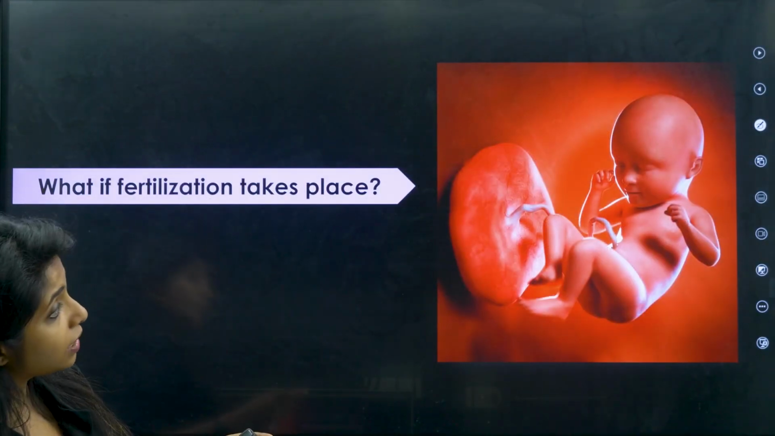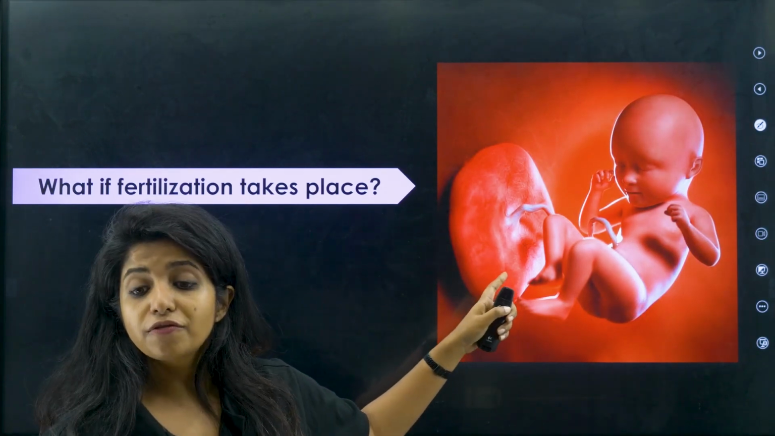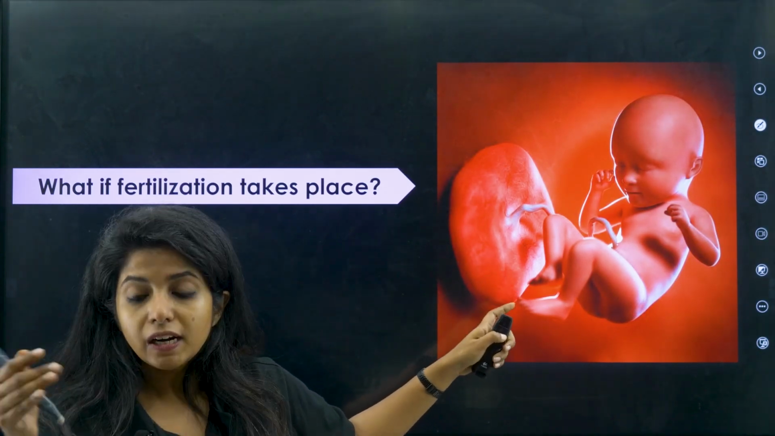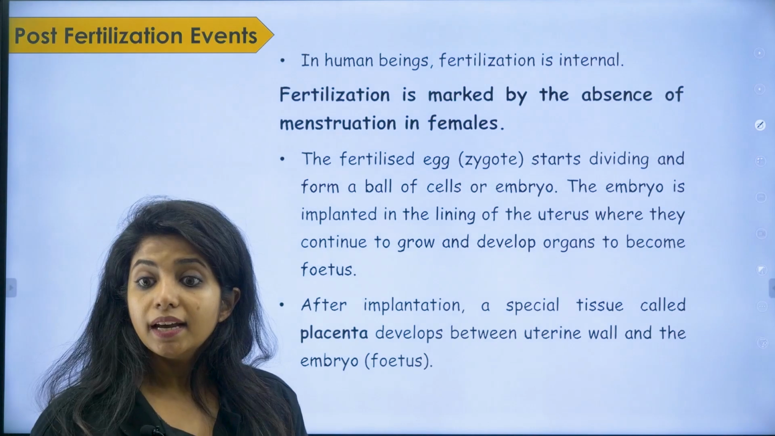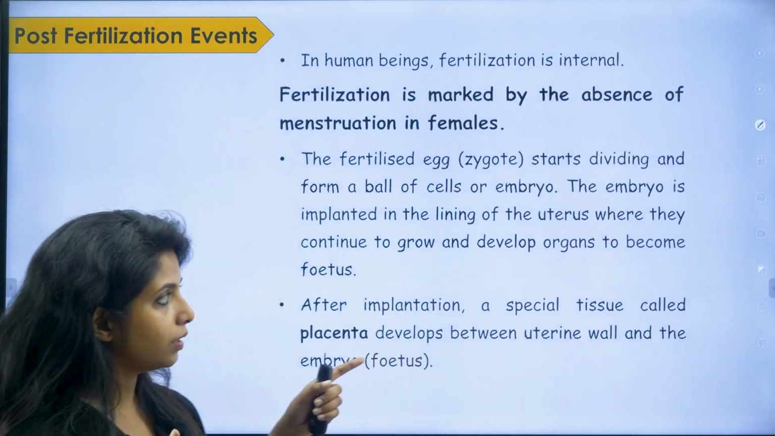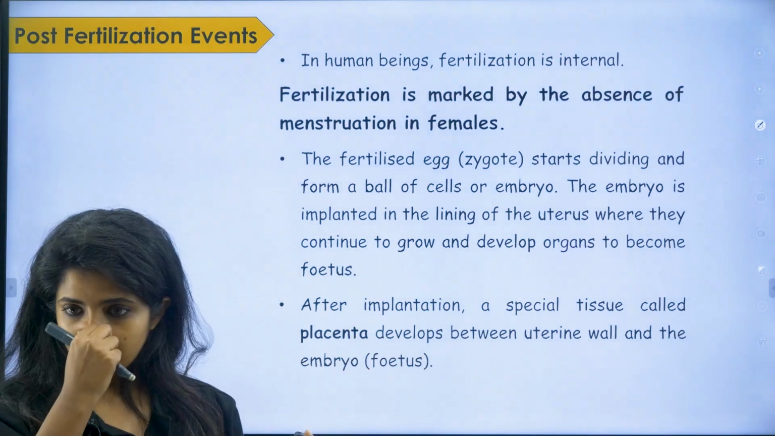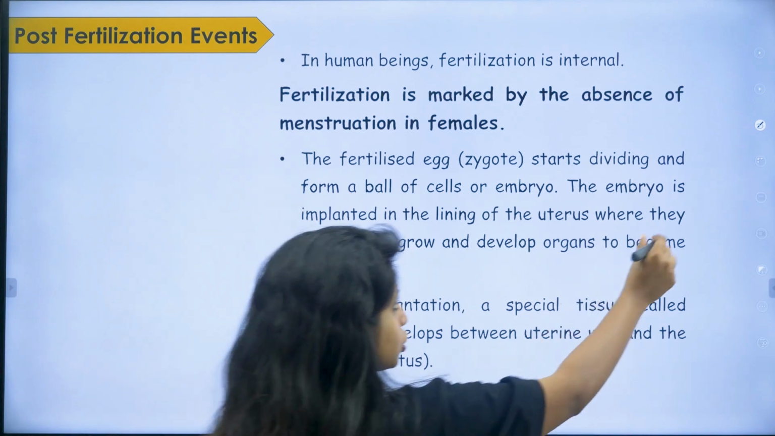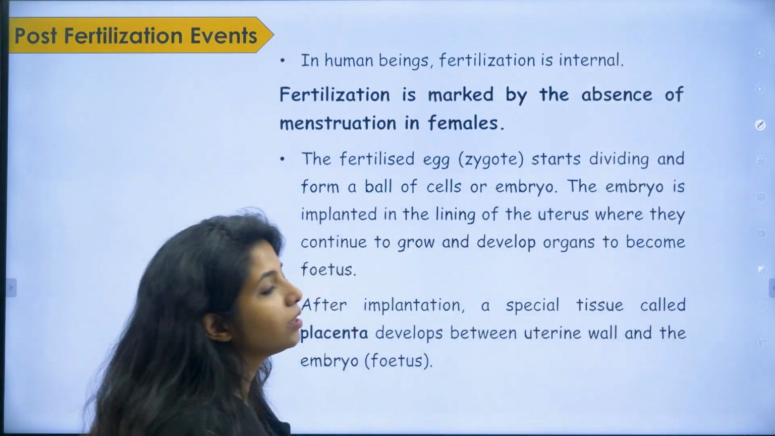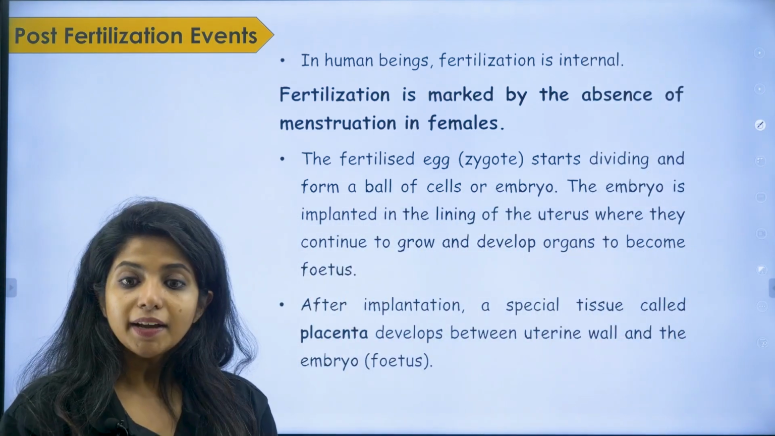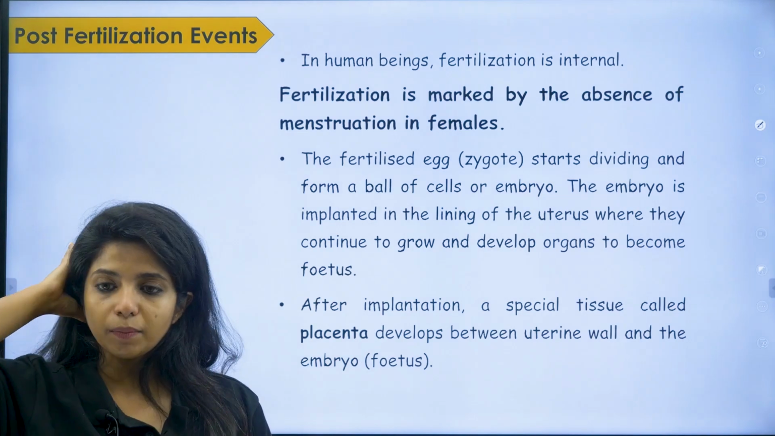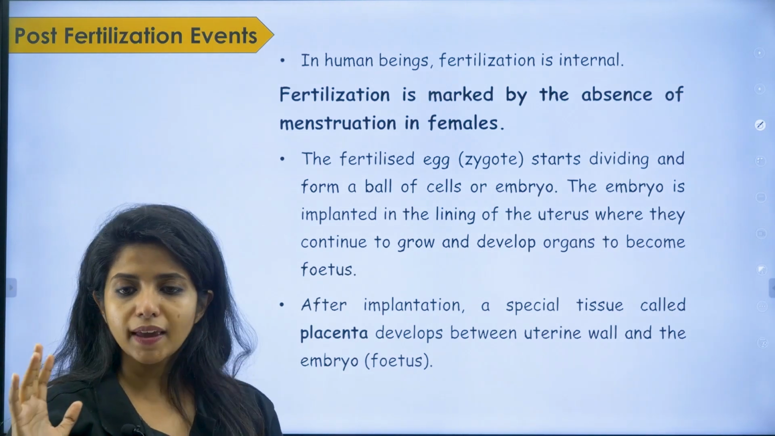What if fertilization has taken place? As I said, it will slowly get embedded in the endometrium, the innermost layer. So initially endometrium is enough for the baby. Endometrium is enough for the embryo, not the baby exactly, it is enough for the embryo.